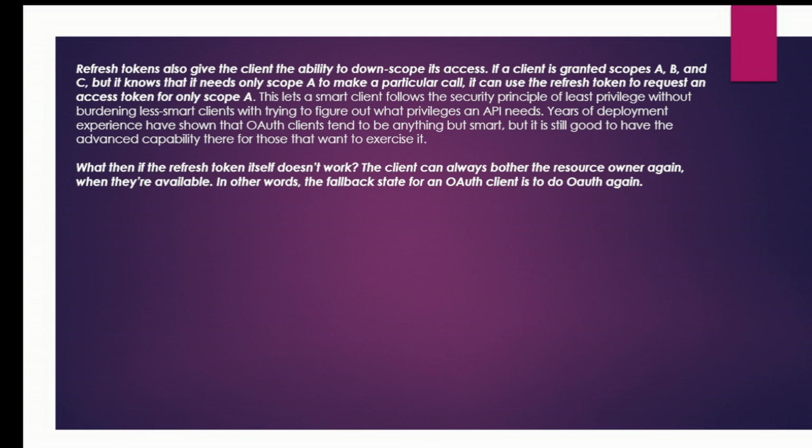Refresh tokens also give the client the ability to down-scope its access. If a client is granted scopes like A, B, and C, but it knows that it needs only scope A to make a particular call, it can use the refresh token to request an access token only for scope A. This lets a smart client follow the security principle of least privilege without burdening less smart clients with trying to figure out what privilege an API needs. Years of deployment experience have shown that OAuth clients tend to be anything but smart, but it is still good to have the advanced capability there for those who want to exercise it.